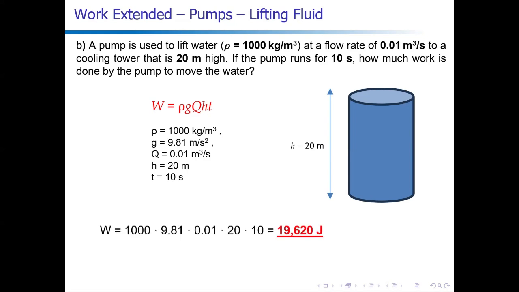Inserting these into the work equation, we can determine that the pump does 19,620 joules of mechanical work to lift the water in 10 seconds. This value tells us how much energy was transferred by the pump. And if we want, we could now use this to calculate how much electrical power the pump would need. This approach is useful in engineering systems like water treatment, cooling systems, and chemical processes, where flow rates and tank heights are known, but pressure measurements are not readily available.